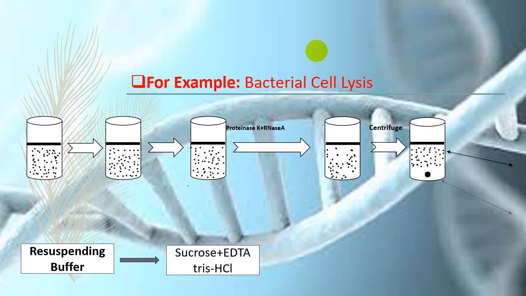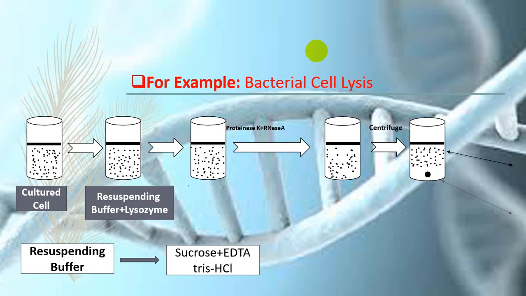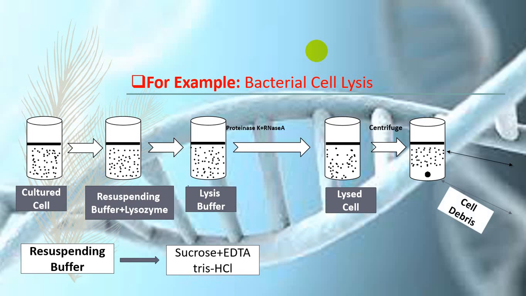So in the first step, what we do, cell is cultured, because this is the very first step in any type of DNA extraction. You have to culture a cell. In the second step, resuspending or buffer lysozyme is added. Like I have mentioned in the previous slide that we use is proteinase K enzyme. In the third step, lysis buffer is added to break down the cell, and then after that here we can see proteinase K enzyme and RNase A.